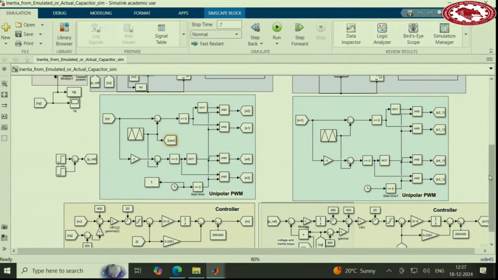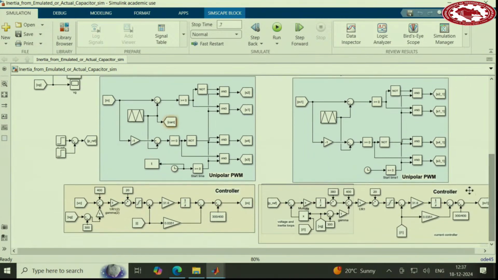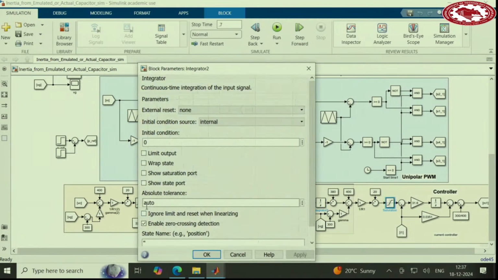So these are the PWMs, and these are the controllers, the one that has a capacitor and the one that doesn't have a capacitor. The one that doesn't have a capacitor, you have to emulate it here, you see. This is the capacitor emulation block. And then the current limiting. The rest of the circuit will be the same for both of them.